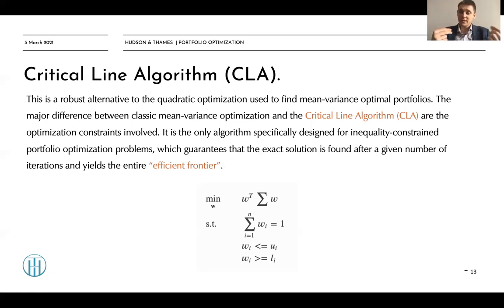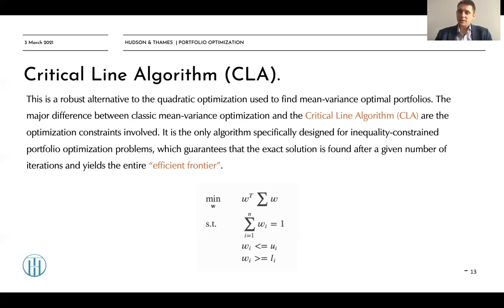But on the other hand, you can try to use mean variance optimization with these constraints, and in most cases, you will find the exact solution which was found by the CLA. But the advantage of the critical line algorithm is that it guarantees that the exact solution is found. But in the end, CLA is pretty much the same as mean variance.